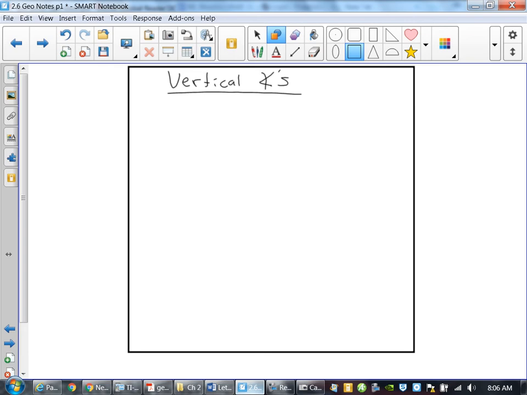That's exactly it, guys. So vertical angles are something that sometimes you're not going to be given. Sometimes it's something that you can find within a diagram. So here I'm going to say, look for.